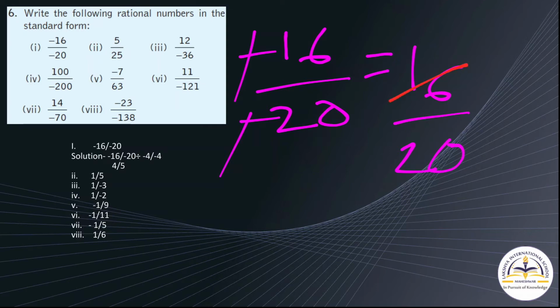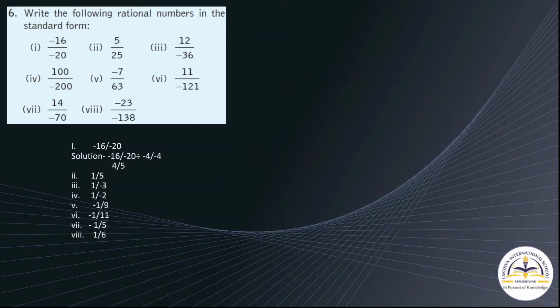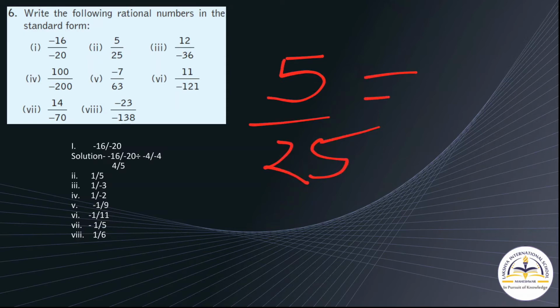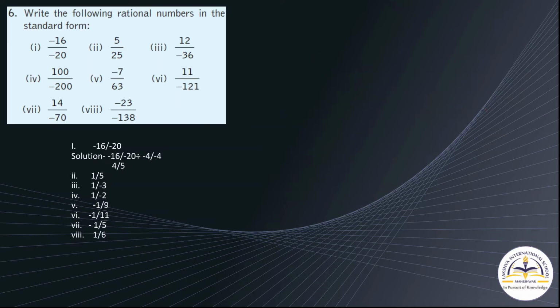So when we divide, it will be 4 times and this will be 5 times. So our answer will be 4 by 5. Now in the same manner 5 by 25. When we divide these by the table of 5, we get 1 by 5 as the answer. So now in this manner you have to solve this question.